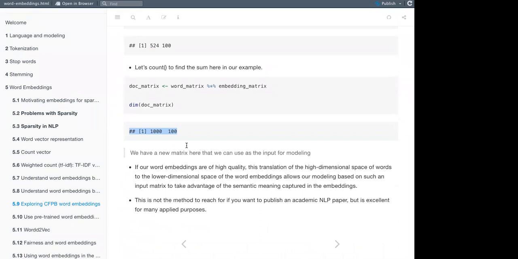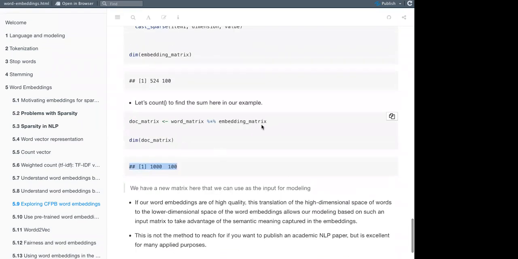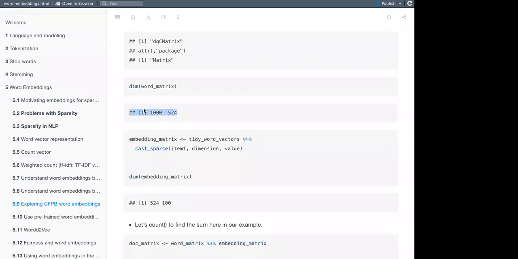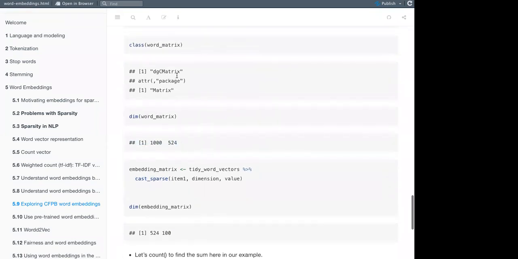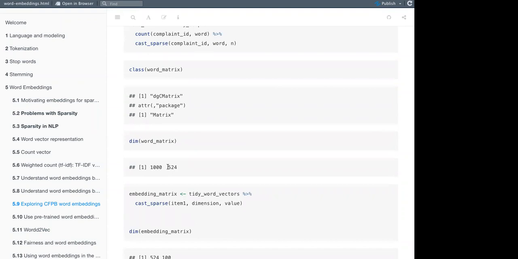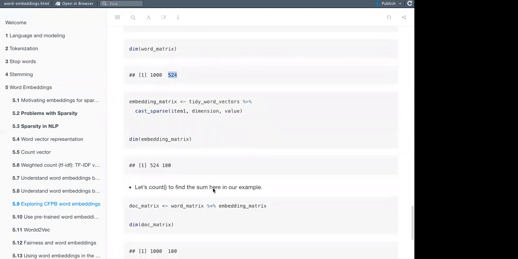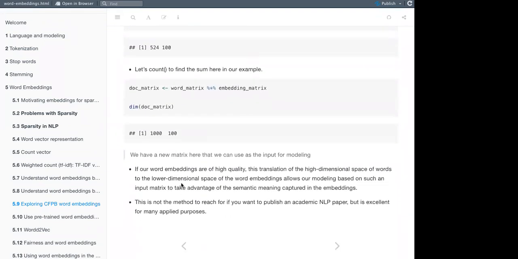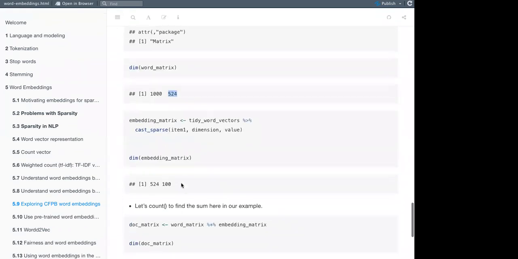So in word embedding of high quality, this translates the high dimension set of words to a lower dimension. The problem is that our data has high dimension, right? Maybe our features are 3,000 or something like that. But casting into this will bring the dimension down to a low dimension. And if you have word embedding of high quality, then you can take advantage of the semantic meaning captured in the embedding. So this is how this session works.